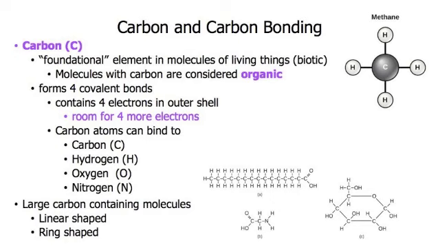Recall that an atom's bonding ability is related to the number of electrons it must share to complete its outer shell. A carbon atom has 4 electrons in an outer shell that holds 8. Carbon completes its outer shell by sharing electrons with other atoms in 4 covalent bonds.